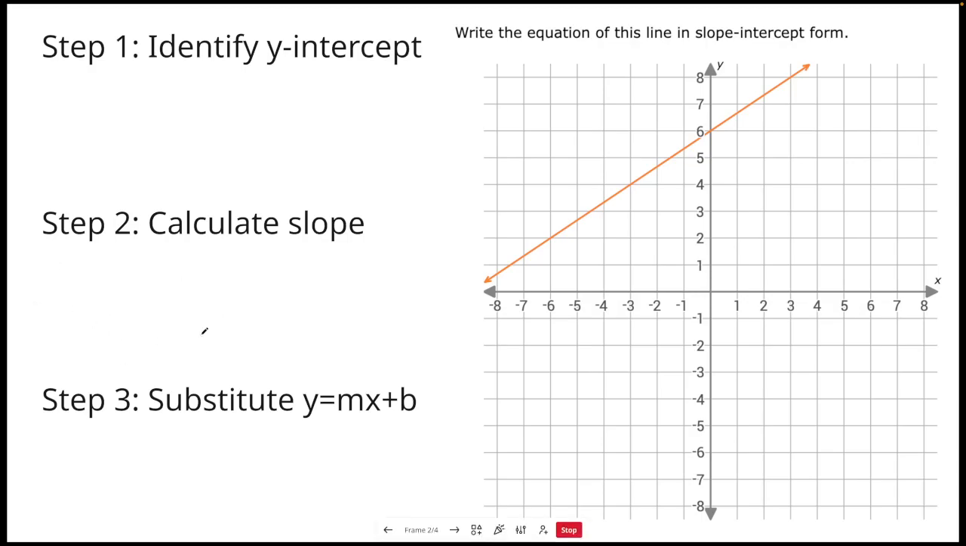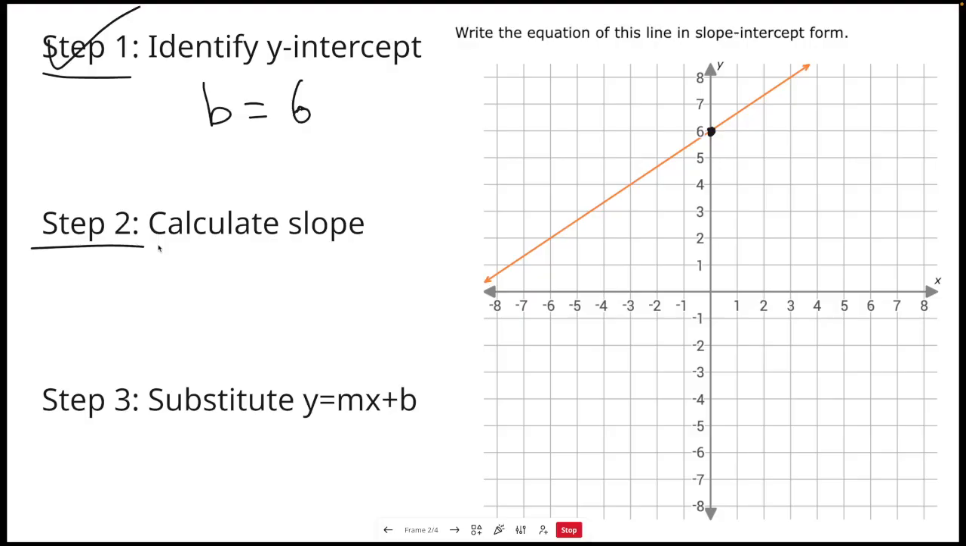So here's our problem, and we need to write an equation. Step one is to identify the y-intercept. Remember, the y-intercept is where the line hits the y-axis, so that would be at 6. Remember, we use the letter b to represent the y-intercept. All right, step one is done.